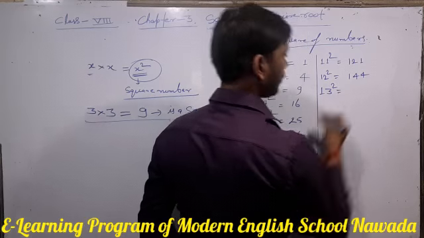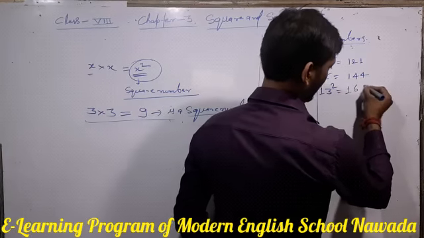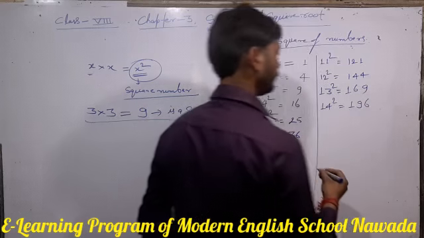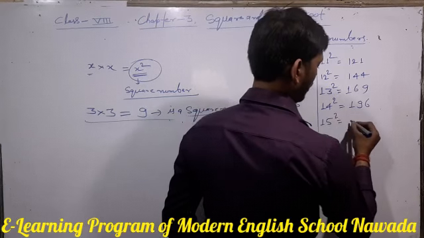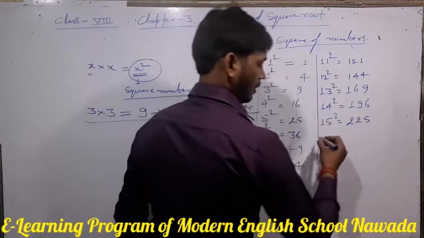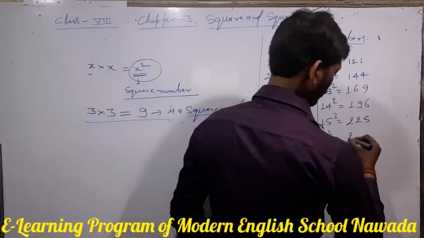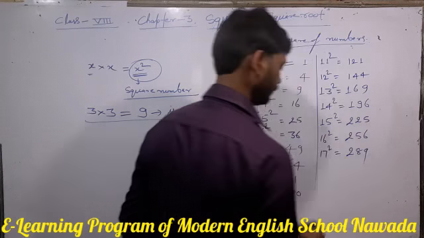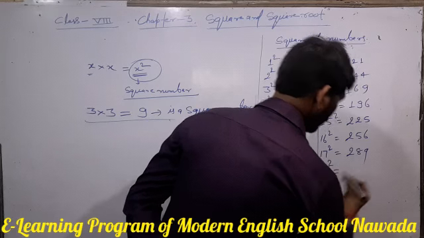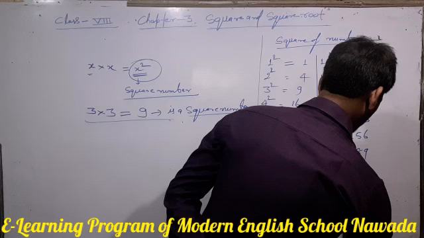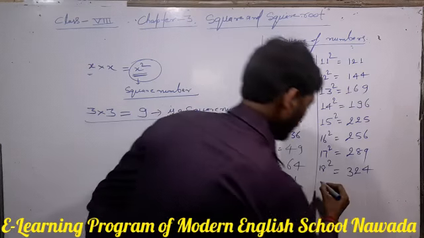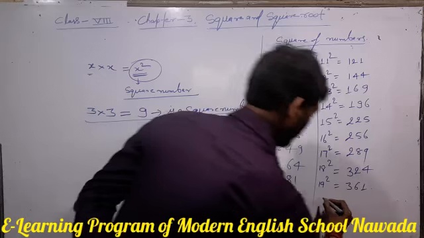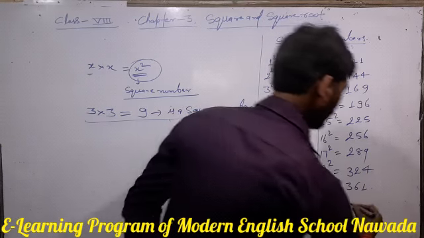13 square equal to 169. 14 square 196. 15 square equal to 225. 16 square equal to 256. 17 square equal to 289. 18 square is equal to 324. 19 square equal to 361, and 20 square is equal to 400.